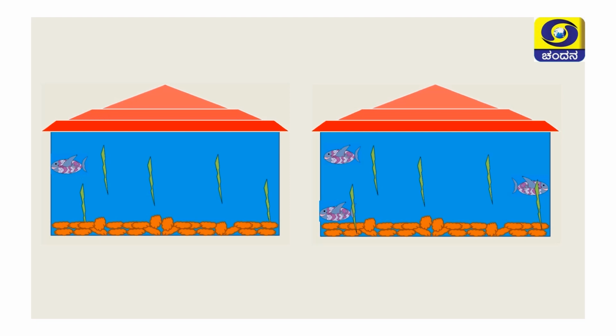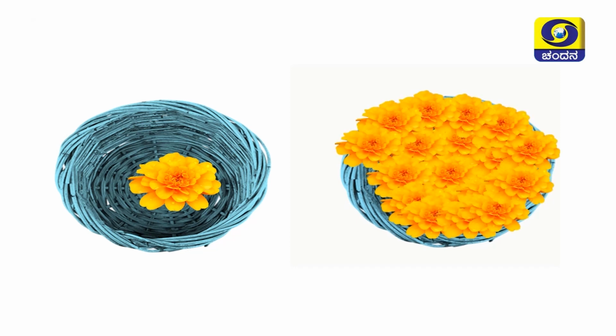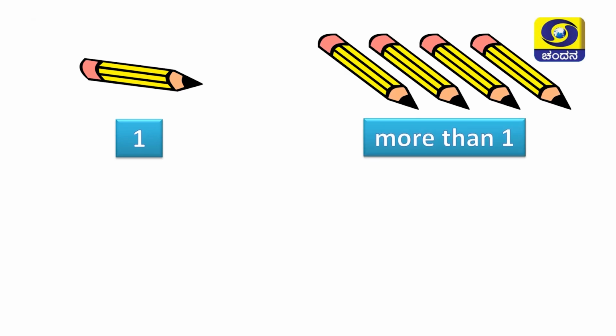Very good. Now, how many flowers do you see in this basket? Many. We can't count it. It's many. Now, how many pencils do you see here? 1 pencil.